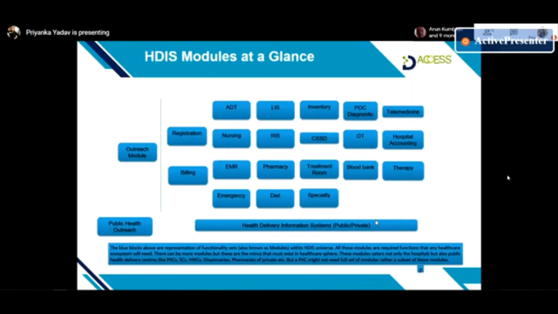Like how they change shifts. They have a handover procedure. All those come under nursing modules. EMR, you already know what is an EMR.